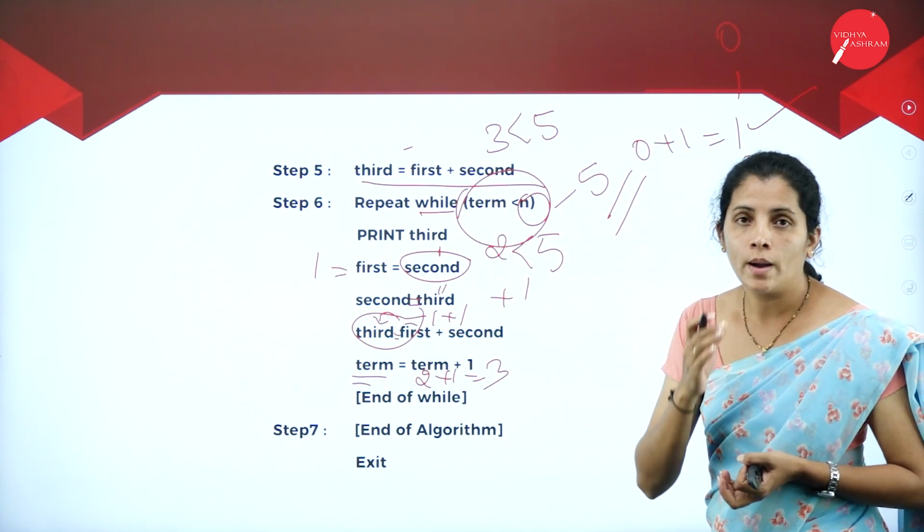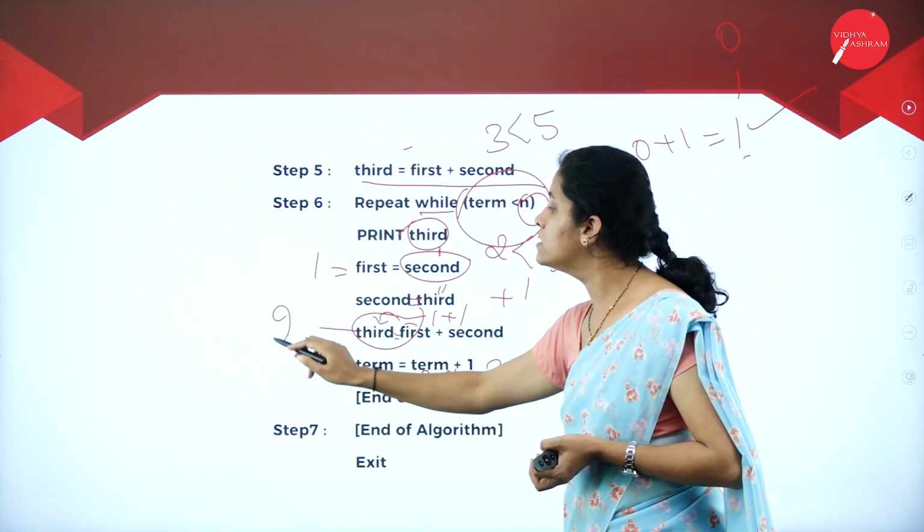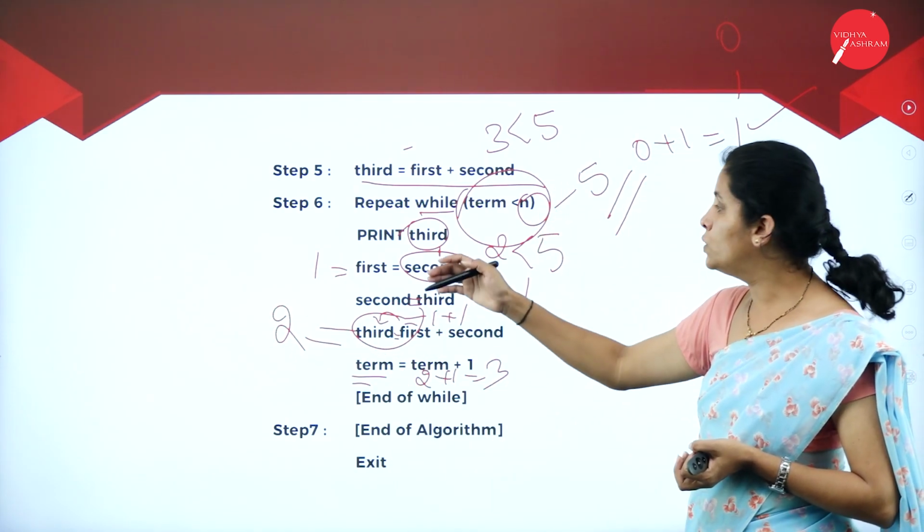What I'm going to do? I'm going to print third value. What is the third value here? That is 2. I'm going to print 2.